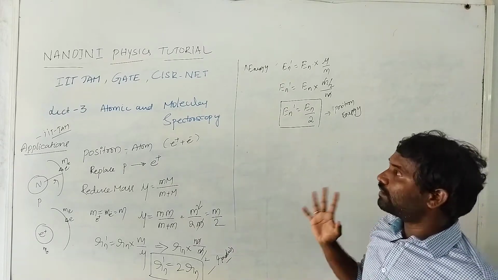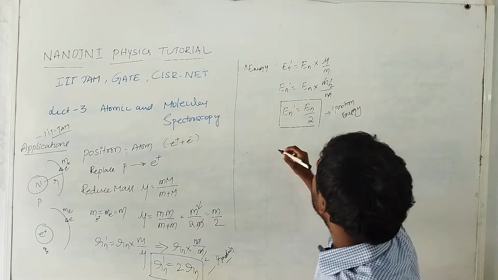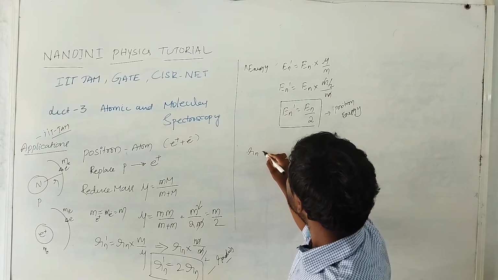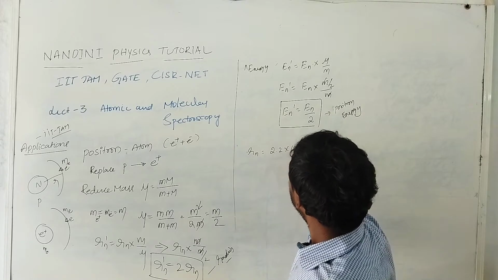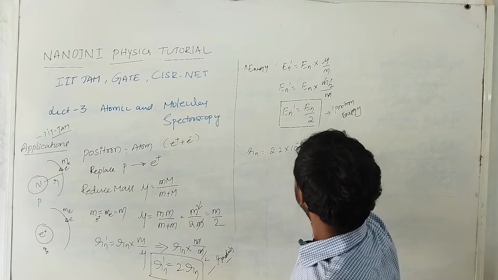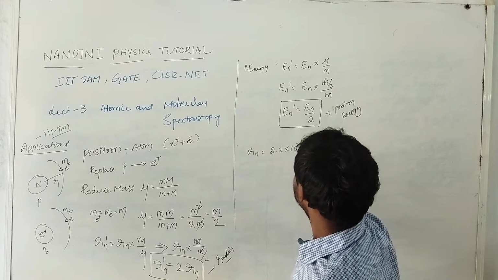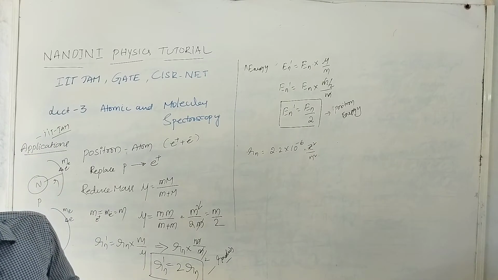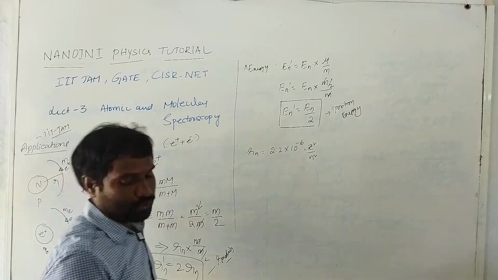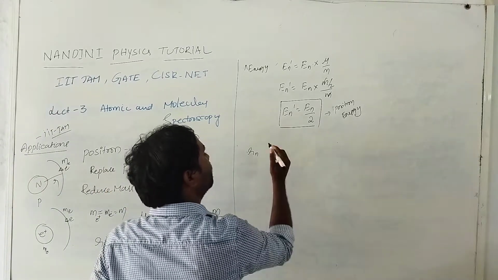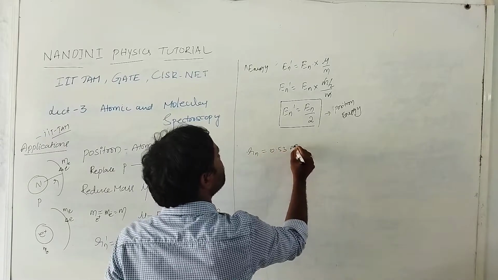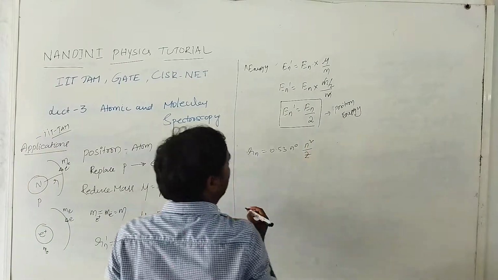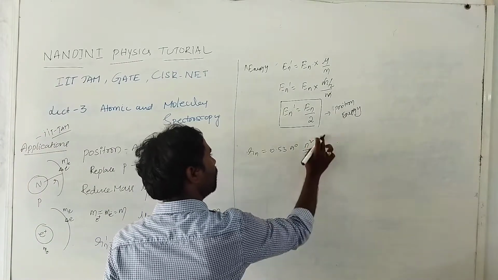Okay, infinite nuclear mass concept, right? So what is the value of the radius? In the previous case I explained the radius Rn value is equal to 2.2 into 10 power minus 6 meter, z square divided by n square. So this is the formula. Simply I'll write Rn is equal to 0.53 angstroms into n square by z. So this is the radius of the hydrogen atom.